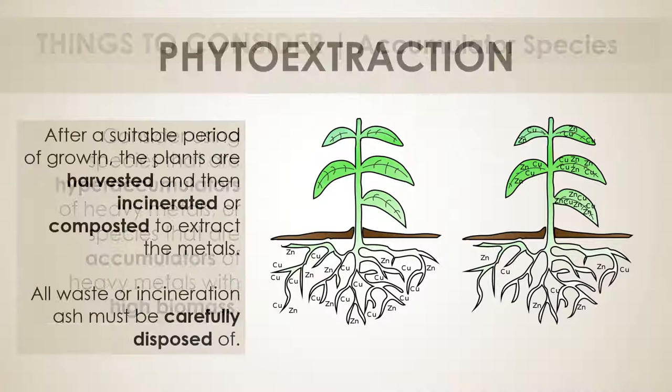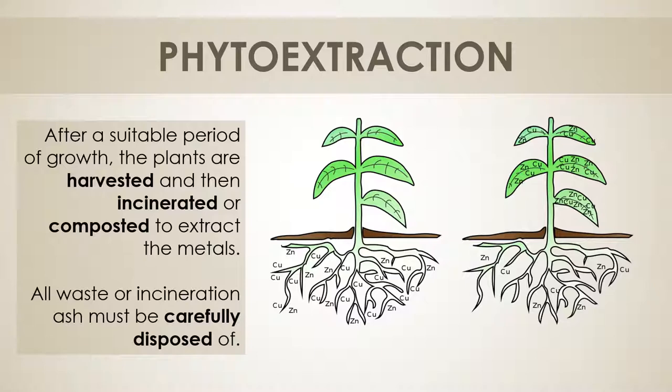Now, the thing about this technique is you do have to harvest the plant from the site in order to get the benefits of that. Otherwise, at the end of the growing season, the herbaceous parts will die, go back to the ground, and then redeposit those heavy metals right back on top of the soil, where they might become more mobile more easily. But if we harvest those plants, especially the herbaceous ones, and then either incinerate or compost them to extract the metals or carefully dispose of them, that would help take the metals from the site. And I'll go into some specific species for specific heavy metals here in a little while.